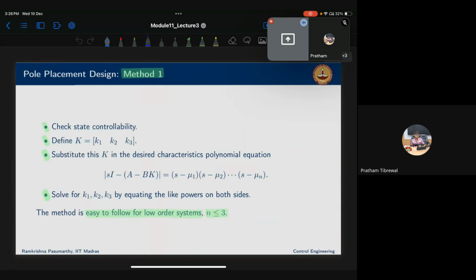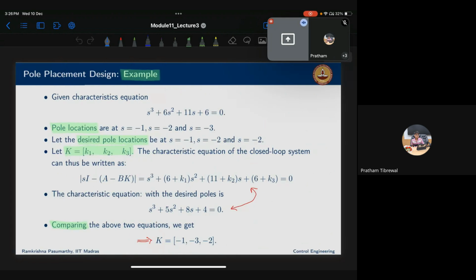So these are the steps. First, we check the controllability. Assume K is equal to [k1, k2, k3]. Then substitute into this, and compare the coefficients of equal powers. Then solve for k1, k2, k3. You can see this example.